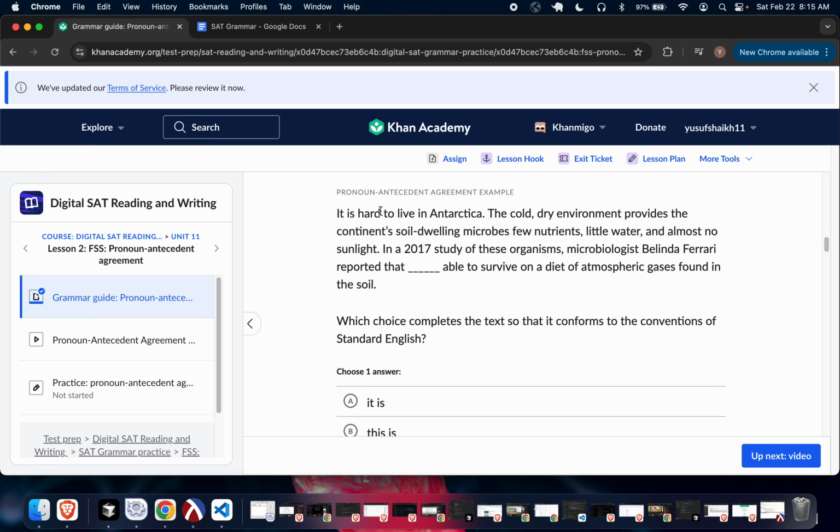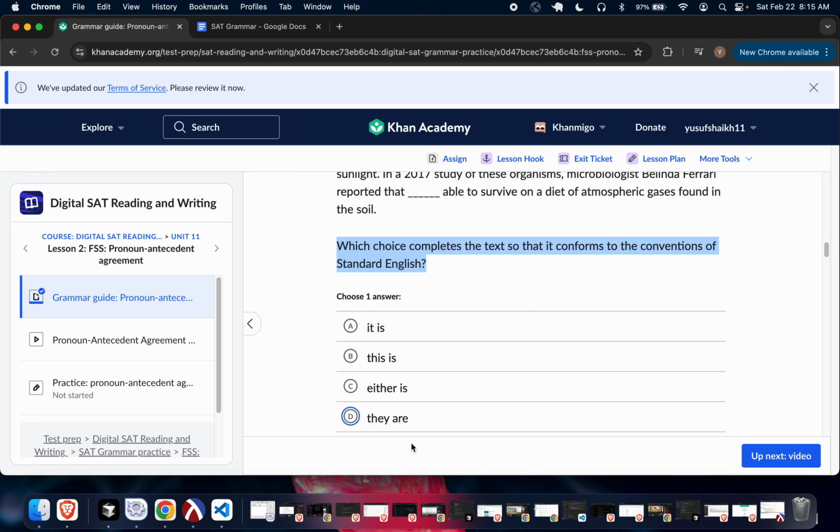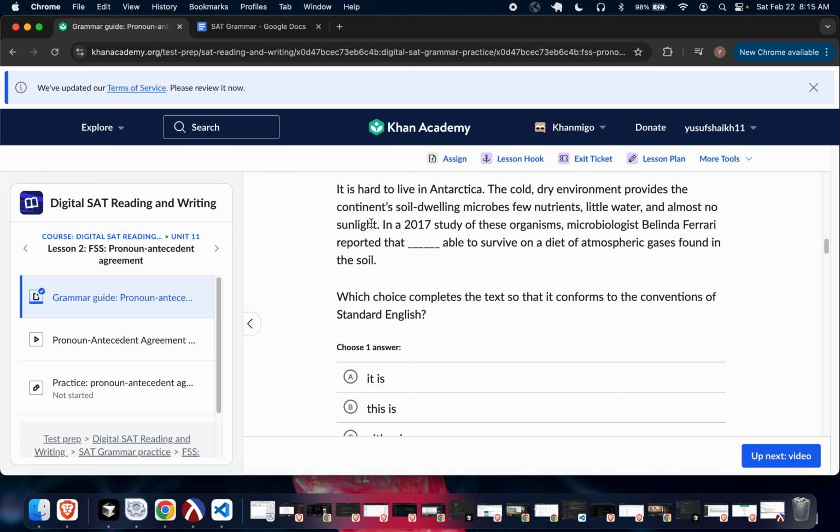So let's read the sentence again. We can see that we have different pronouns here, and some of them are singular, some of them are plural, right? So let's look at this again. It's hard to live in Antarctica. The cold, dry environment provides the continent's soil-dwelling microbes few nutrients, little water, and almost no sunlight. In a 2017 study of these organisms, microbiologists reported that blank able to survive on a diet of atmospheric gases.